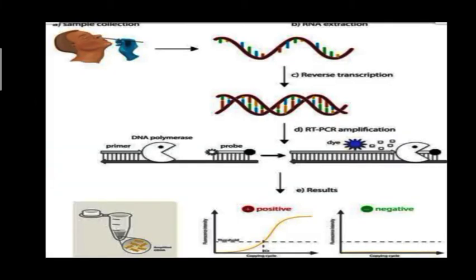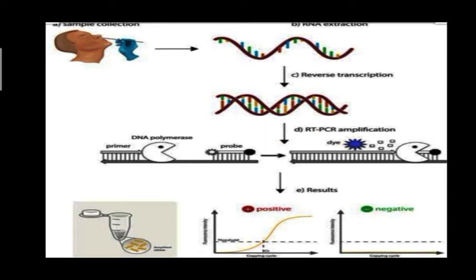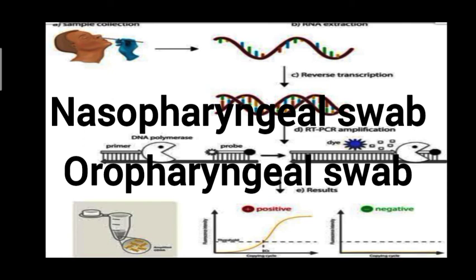A reverse transcription polymerase chain reaction assay was developed to rapidly detect the severe acute respiratory syndrome associated coronavirus, which is the SARS-CoV virus. The assay is based on multiple primer and probe sets located in different regions of the SARS-CoV genome. In the technique, a swab is used to take a sample of the virus from the back of the nose or throat, respectively called a nasopharyngeal swab and an oropharyngeal swab.